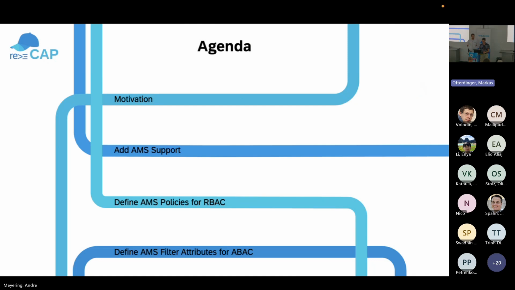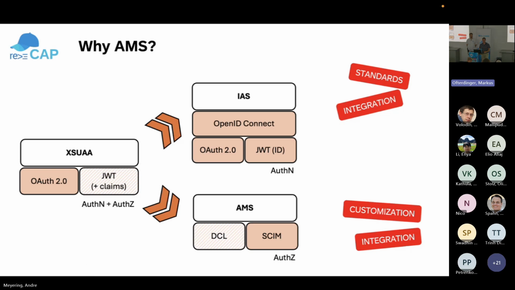Before we dive into the session, I'll first give you a short overview. I will give you a motivation why AMS is in place. Then we will have a short demo of how to enhance a CAP application with AMS support, which turns out to be pretty simple. And then we do a two-step approach. We will first add role-based access control to our application, which is a pretty basic authorization strategy. And then, as a more advanced step, we are going to add attribute-based access control by means of AMS filter attributes.